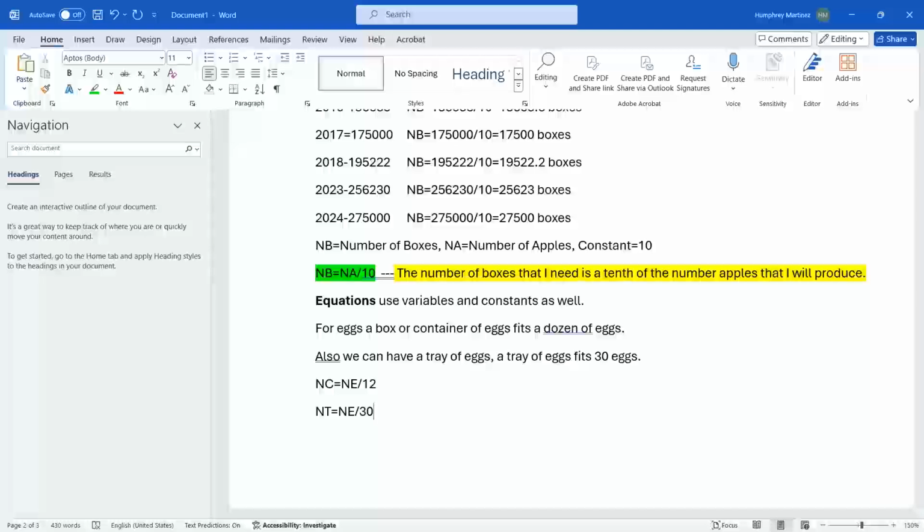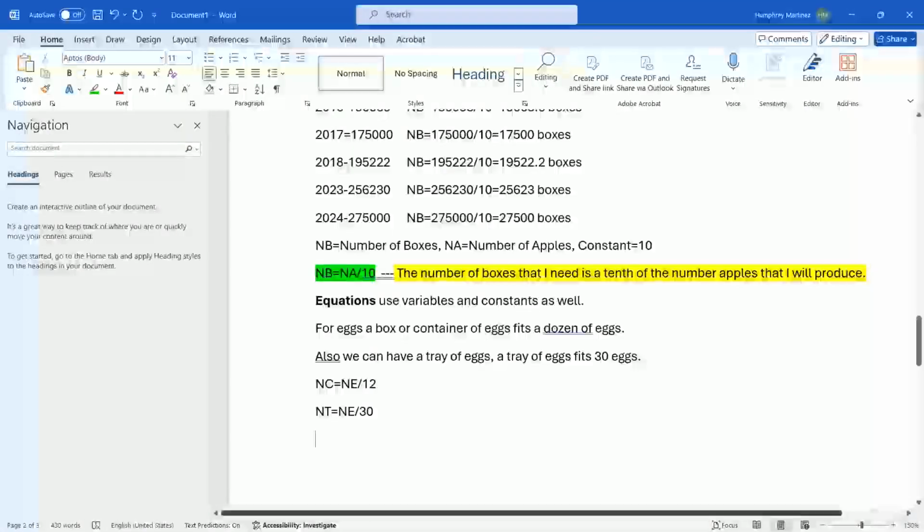How many containers will I need? Well, if I have X amount of eggs, tengo X cantidad de huevos, yo tengo que dividirlo por 12. I have to divide it by 12. And if I need to know how many trays of eggs I need, divide the number of eggs that I produce by 30, okay? That's what this is about, in an equation.